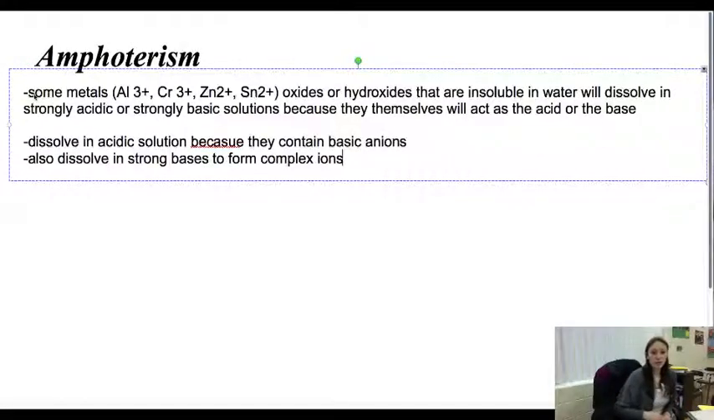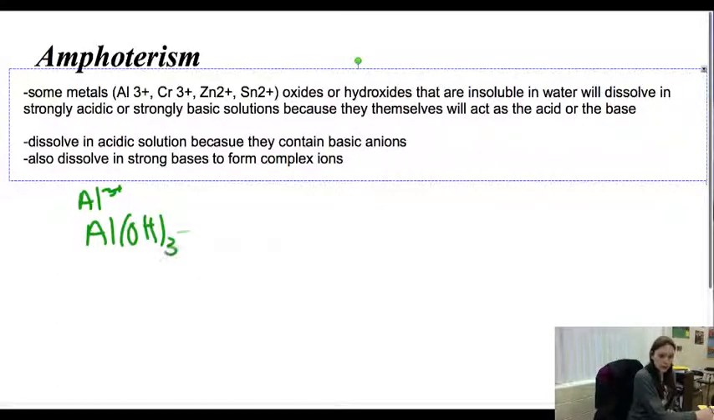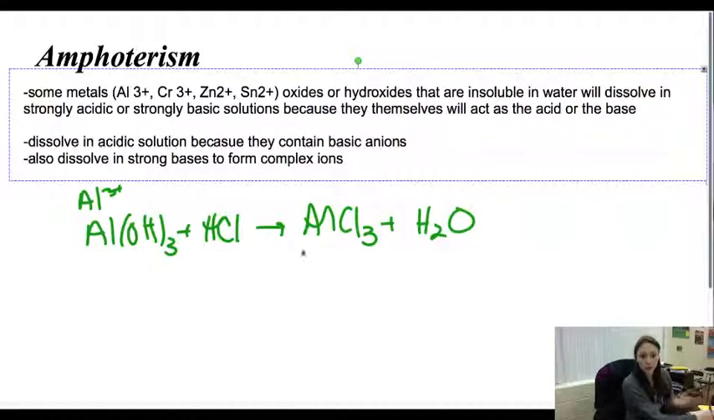Okay, so they dissolve in acidic solution because they contain basic anions. They also dissolve in strong bases to form a complex ion. So if I have aluminum, Al3+, I'm looking at it in the form of a hydroxide. So if I have Al(OH)3, that's going to react with a strong acid to make AlCl3 and H2O. Well, that dissolves. Aluminum chloride is soluble, so I can add a strong acid and it will dissolve.